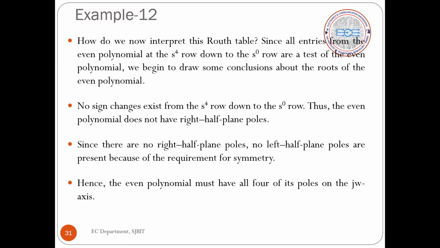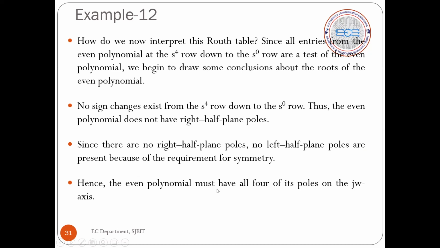We can say that no roots to the right of the s plane says that there are no roots to the left side because of the symmetry, because the even polynomial is what we got as the auxiliary equation. So conclusion one: to the right no roots, definitely to the left no roots. To the right no roots, how can I say? Because from the s power 4 row to the s power 0 row, there is no sign change in the first column, so there are no roots to the right, so definitely there are no roots to the left below that.